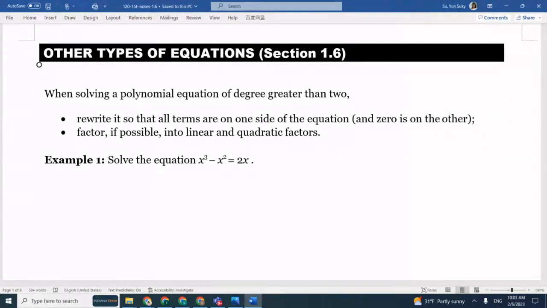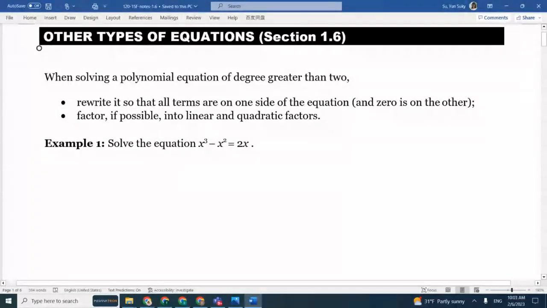All right. Okay. Now let's solve more types of equations. So the first one, polynomial equations. This is the easiest one. Okay, when solving a polynomial equation of degree greater than 2, first step, we write it so that all terms are on one side of the equation and 0 is on the other side. So we move all terms to the left-hand side. Okay, everybody?